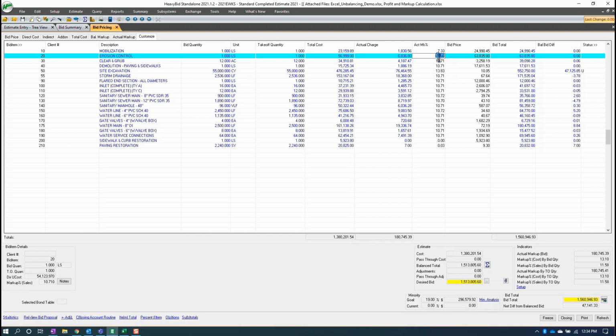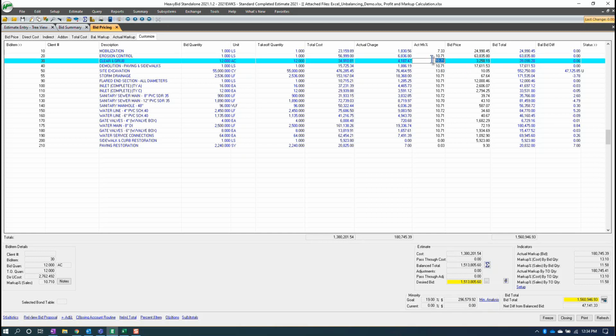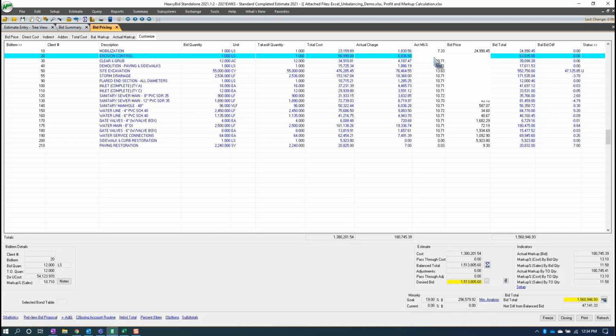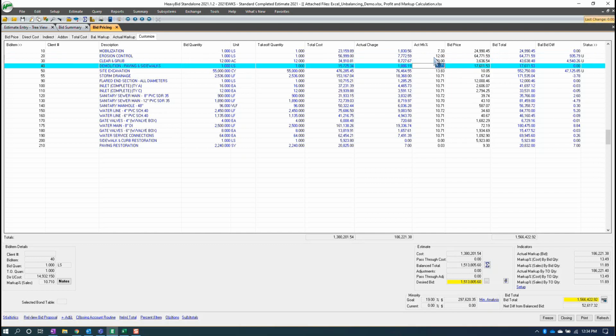All right, and you can test this yourself. You can take the actual charge divided by the bid price. In fact, I'll do it right. The actual charge, yeah, 6836 and 63835.80, and I get 10.71. So this is dynamic. I can come down here and actually put my margin on here item by item.